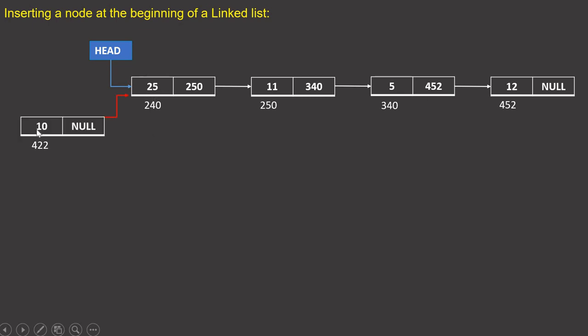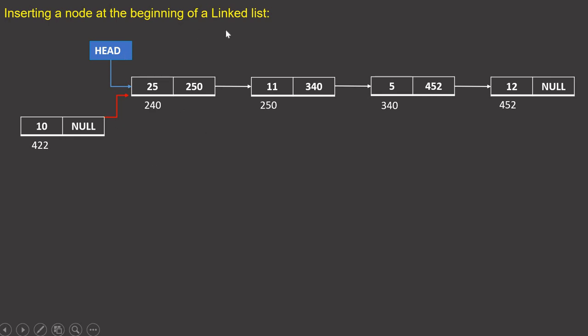Okay, so we have a new node which has the value 10, and as every node has two parts, first the data and second the link, in the beginning it does not have any link, so it will simply save the value null. But it is saved at a particular location, let's say 422, by the compiler, wherever it finds the memory empty.